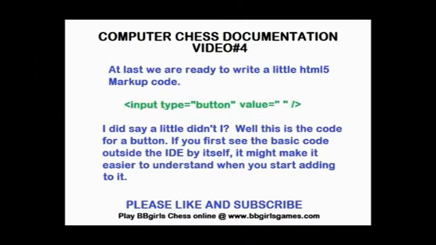At last, we're ready to write a little HTML5 markup code. Now, HTML5 is the same as HTML for your web pages. HTML5 just has some additional tags and elements. Each tag will start with a less than sign and end with a greater than sign. And in between, you have assignments. Type is equal to button. Value is equal to space. This is the basic code for a standard button.